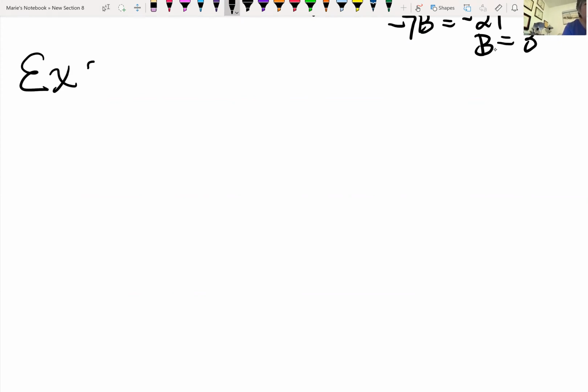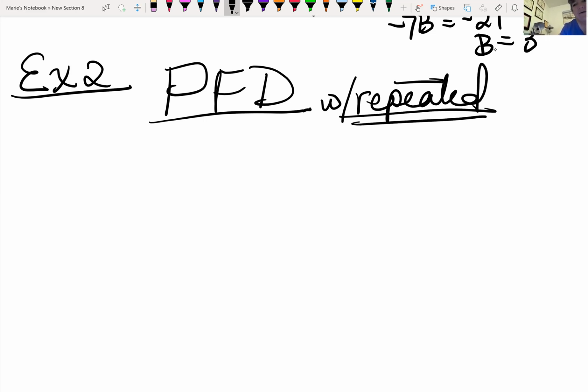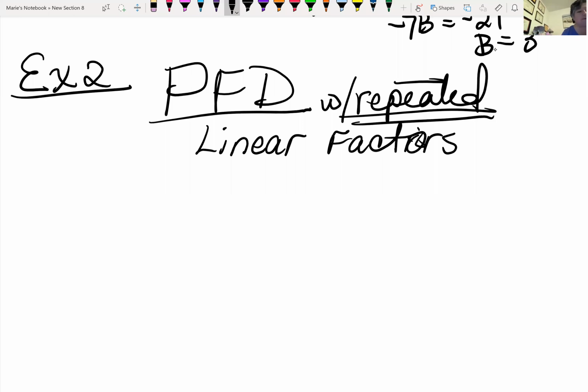Example 2 is kind of similar, except there's a difference here. The difference in example 2 is that yes, we have partial fraction decomposition, but this time with repeated linear factors. What that means is that I have a square, a cube, that kind of thing. They're still distinct, but they're repeated.